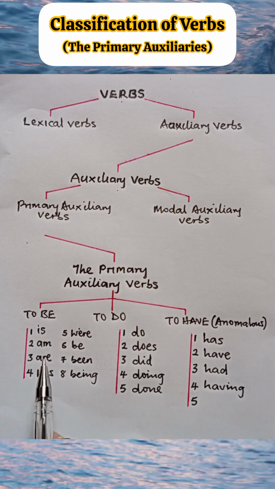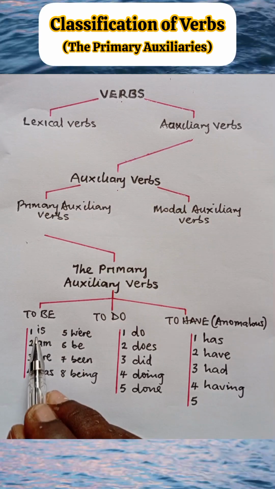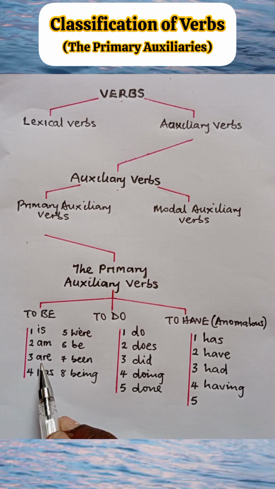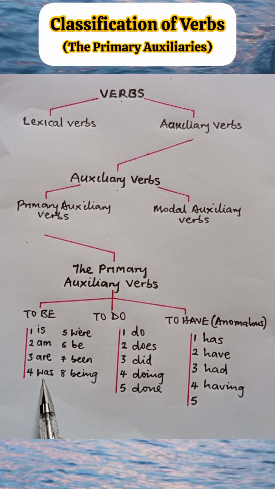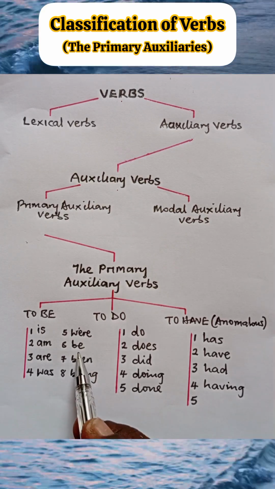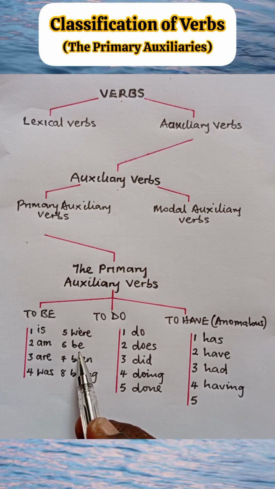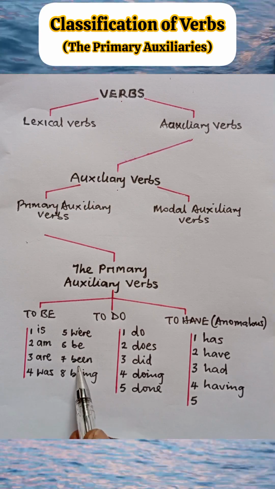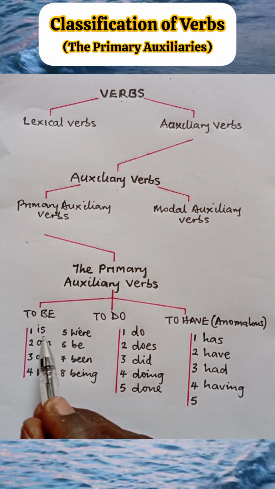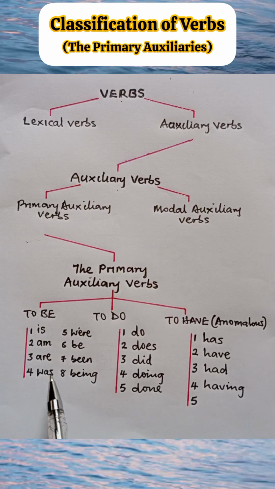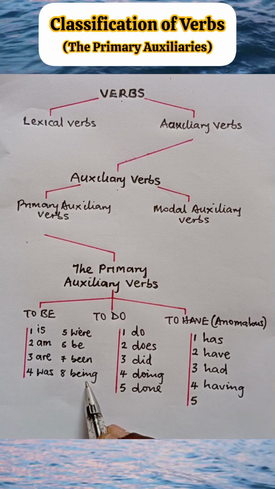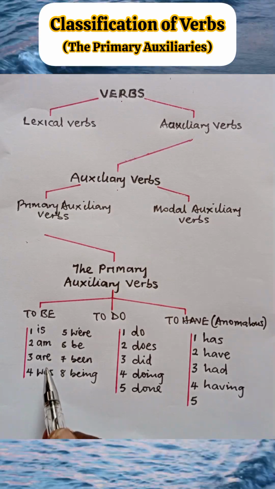Now, among the primary auxiliary verbs, these 3, is, am, are, are present tense primary auxiliary verbs to be, while was and were are past tense verbs to be. Be is the bare infinitive of the primary auxiliary verbs to be. Been is the past participle form of each of the verb to be. Okay? While being is the present participle form of each of the primary auxiliary verbs to be.